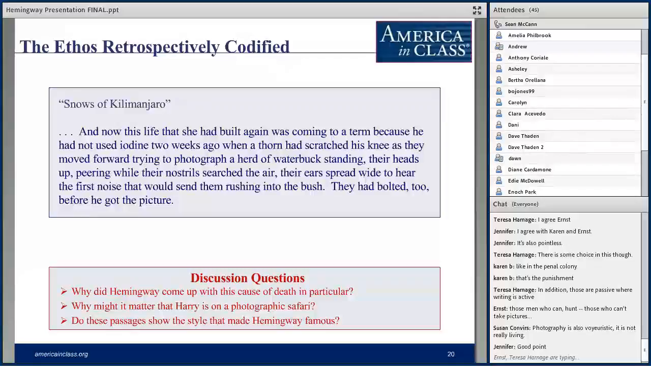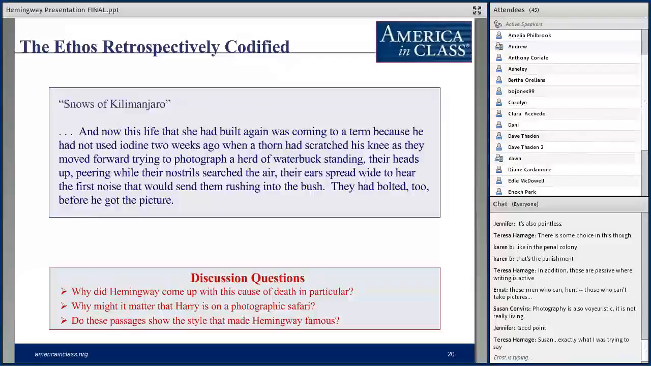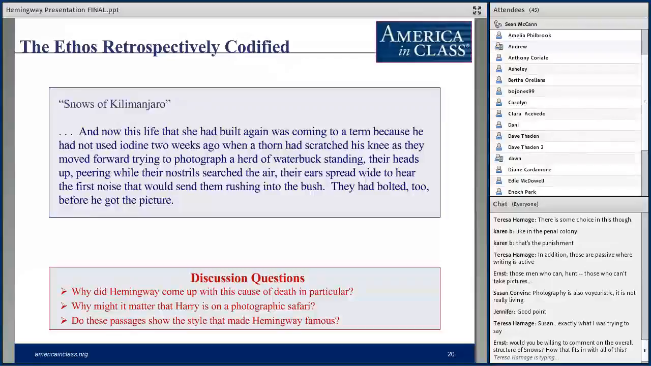Their heads are peering of the water buck. They're sent rushing into the bush. They had bolted. These are all the kinds of words, a thorn scratching the knee. These are the kinds of words that any careful writer might use, but that the young Hemingway probably would not have used. So even though he's kind of codifying his vision here, he has already left far behind the style that gave rise to that vision in the first place.